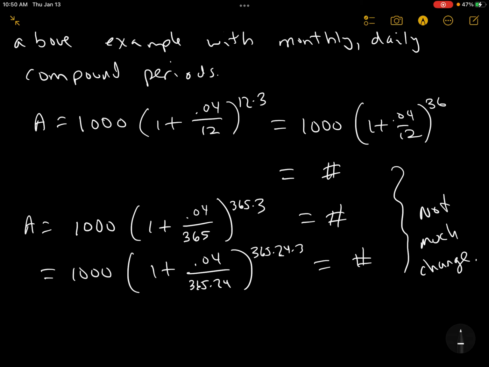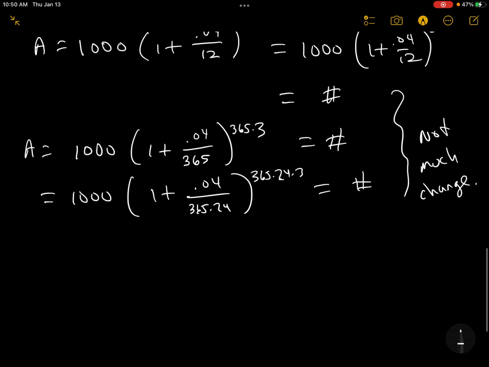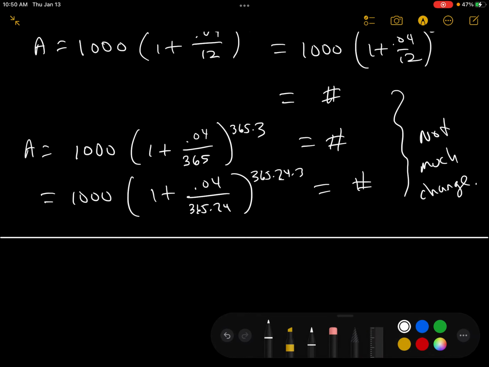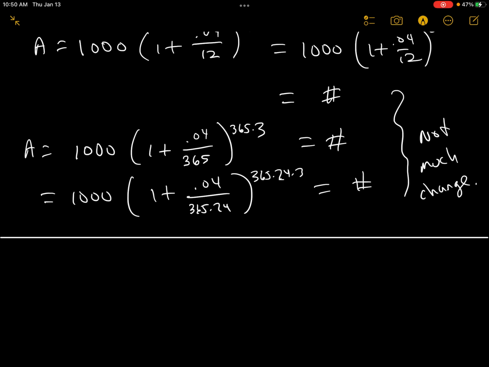So what's happening here is that no matter how many compounding periods you have, at some point, the amount you get back levels out. So let's look at what's going on here with this formula.